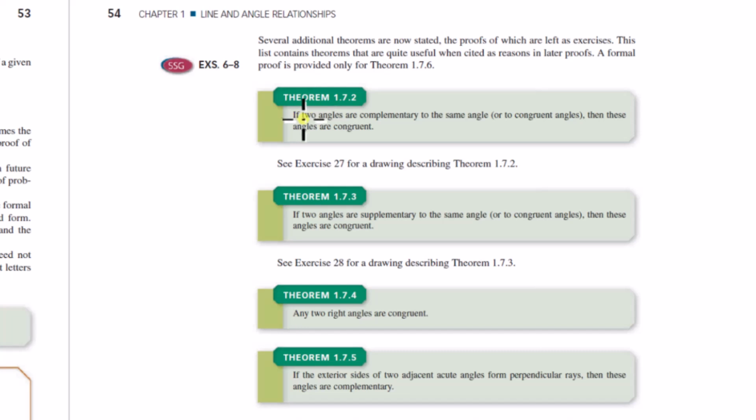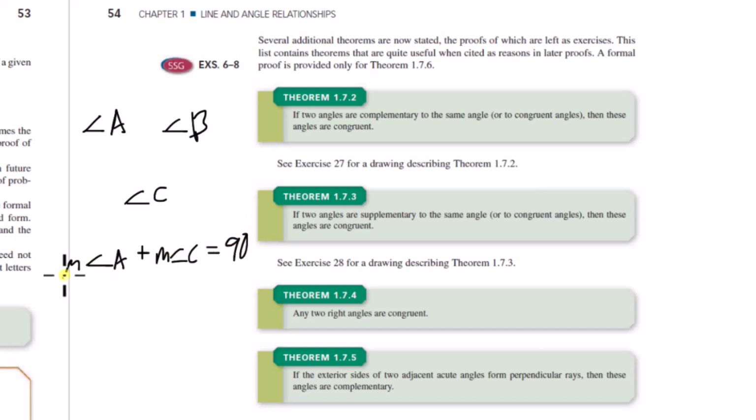Interesting. So if you have angle A and angle B complementary to the same angle, angle C, that means the measure of angle A plus the measure of angle C is equal to 90, and the measure of angle B plus the measure of angle C is equal to 90. Then those angles are congruent because you could just do some algebra here. Angle A is equal to 90 minus the measure of angle C, and angle B is equal to 90 minus the measure of angle C, so they're both equal.